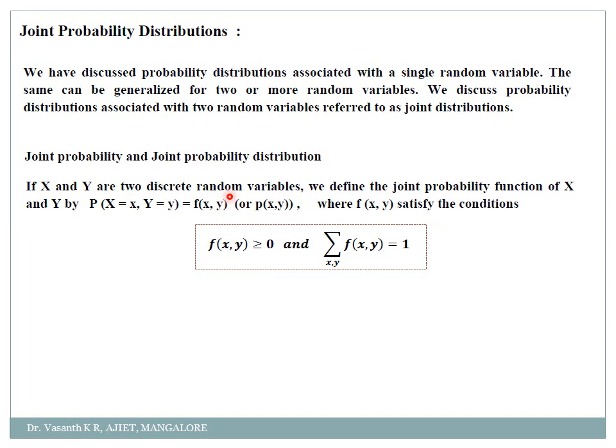Sometimes they'll give f of xy. Don't get confused. F of xy is also the same as probability of xy. Don't think that f means function of xy, something else. No. F of xy is the same as probability of xy only. It satisfies the conditions: the probability of x comma y should be greater than or equal to 0, and the summation of probability of x comma y, when you add all the probability values of x comma y, the total probability should always be equal to 1, correct?